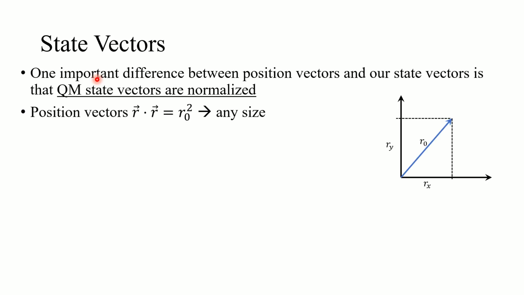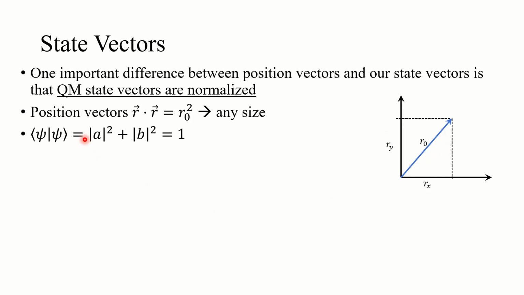Whereas in quantum mechanics, all those state vectors are normalized, so the inner product with themselves equals 1. Whereas for position vectors, if I have some position vector r with magnitude r naught, and take the dot product with itself, I just get that magnitude squared. And that can be any value. r can be at the origin, it can be away at infinity, it can be any real number. So r naught squared is going to be any positive real number for any given position vector.